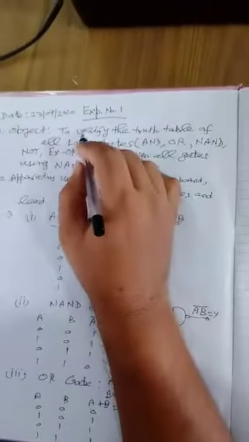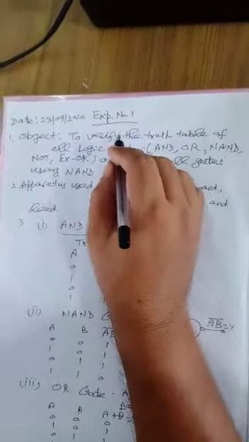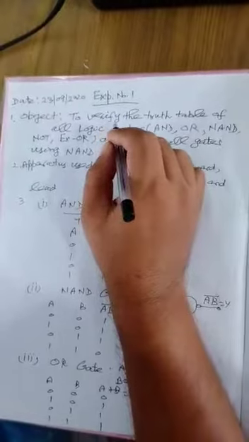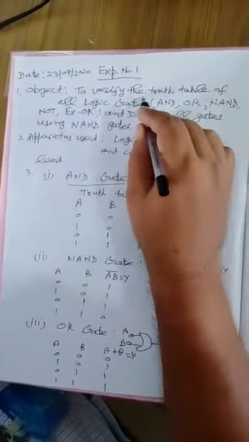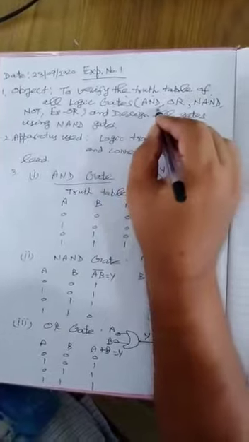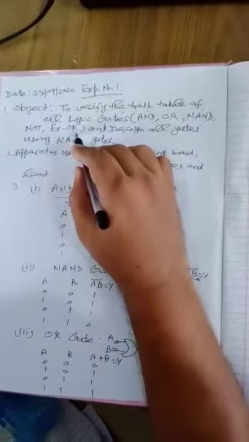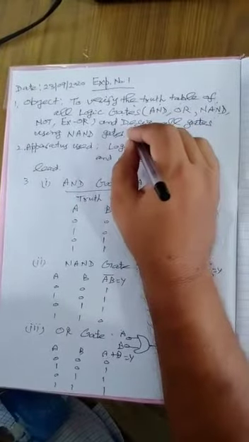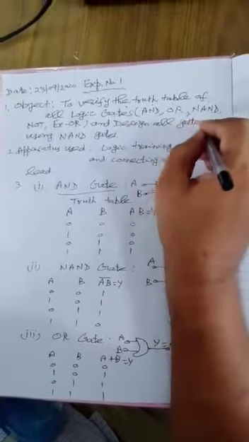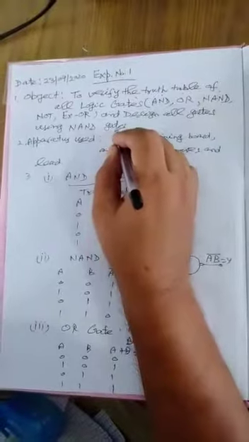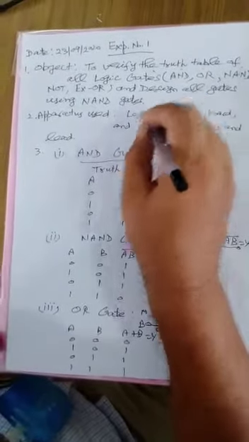Dear students, today I am going to explain, that is demonstrate, your first experiment, that is the logic gate. Its object is to verify the truth table of all logic gates, that is AND, OR, NAND, NOT, exclusive OR gate, and design all gates using NAND gate or NOR gate, which are universal logic gates.